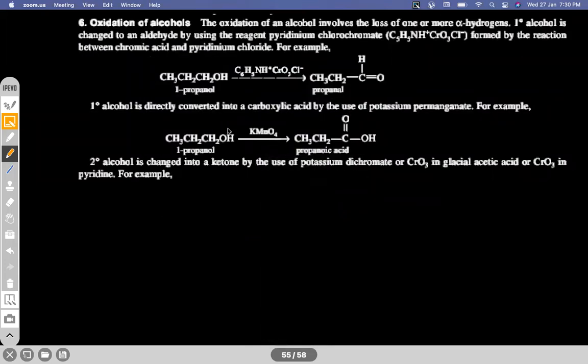1 degree alcohol on oxidation gives aldehyde. We have many different oxidizing agents, but overall you have to keep this in mind. If you have 1 degree alcohol, on oxidation it gives aldehyde. 2 degree alcohol on oxidation gives ketone. A few examples are given over here.